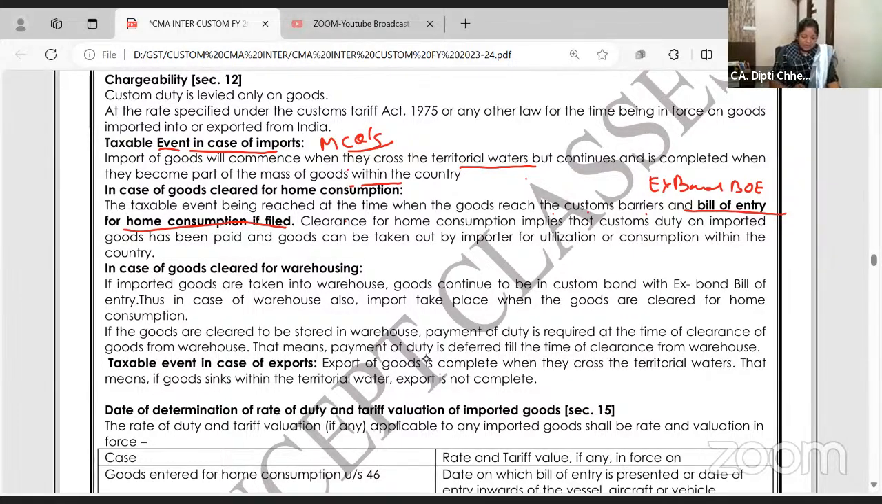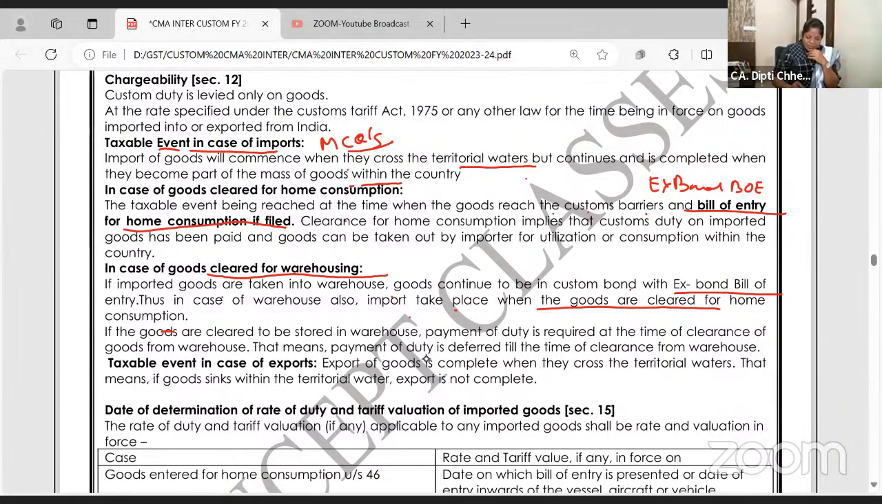In case of the goods cleared for warehousing, if the imported goods are taken into the warehouse, goods continue to be in the customs bond with ex bond bill of entry. And import takes place only when they are cleared. Means, can the goods be stored in the warehouse without the payment of the duty? Answer is yes. When it is cleared for home, that time only you have to pay the duty. Clear to all of you?